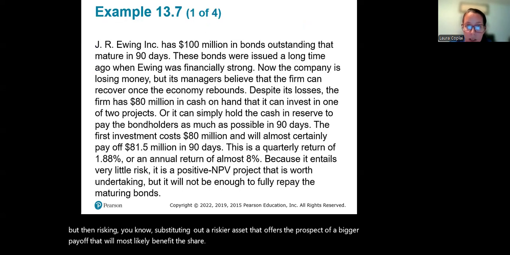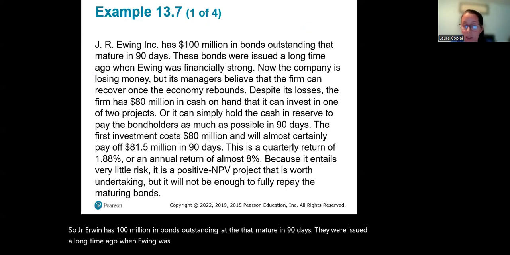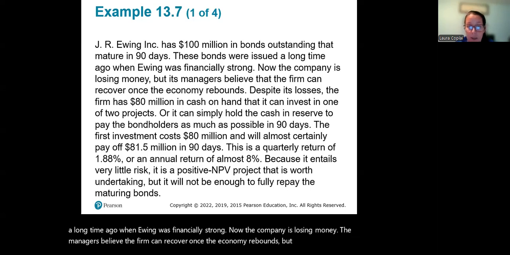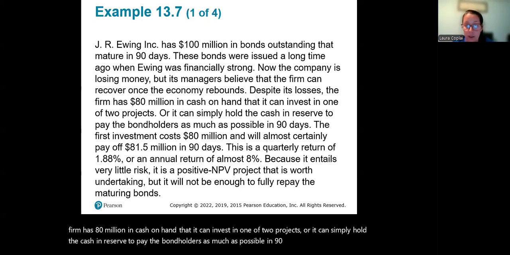So J.R. Ewing has 100 million in bonds outstanding that mature in 90 days. They were issued a long time ago when Ewing was financially strong. Now the company's losing money. The managers believe the firm can recover once the economy rebounds. But despite the losses, the firm has 80 million in cash on hand that it can invest in one of two projects, or it can simply hold the cash in reserve to pay the bondholders as much as possible in 90 days. The first investment costs 80 million.